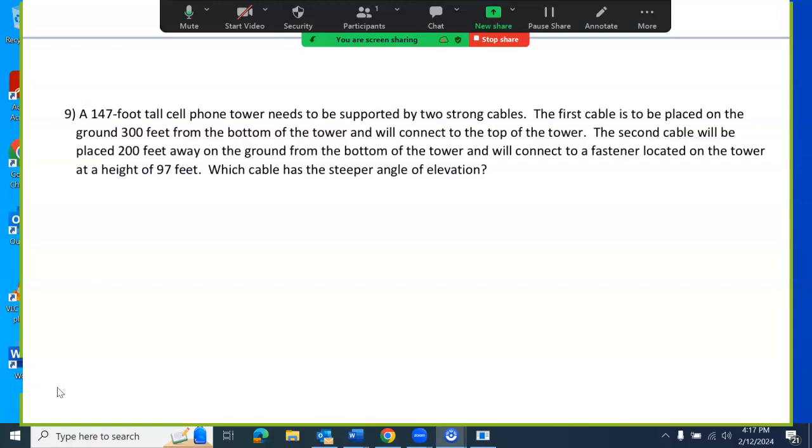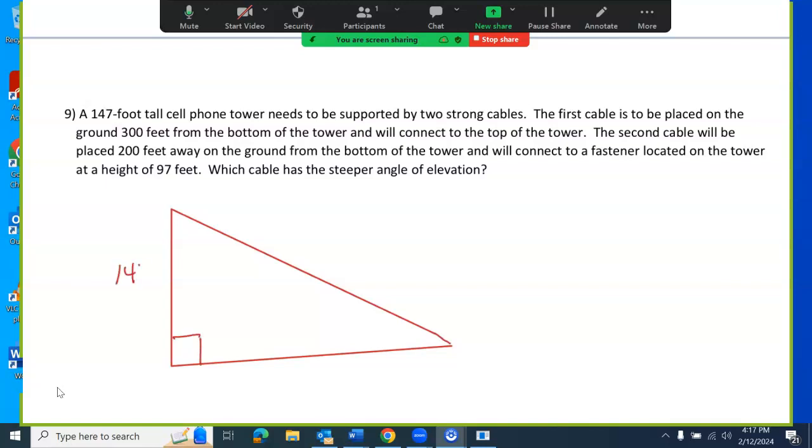Okay, here we have a 147-foot cell phone tower. So again, draw your triangle. Here's my triangle. Let's fix this. Okay, here it is. And it's 147 feet.